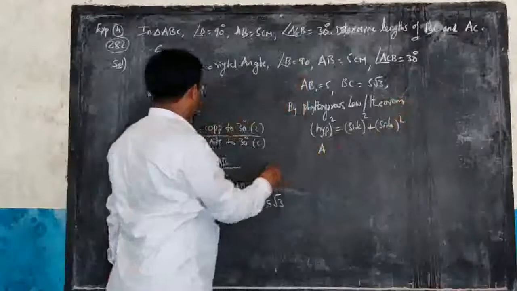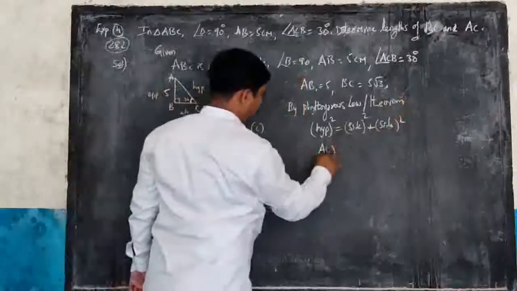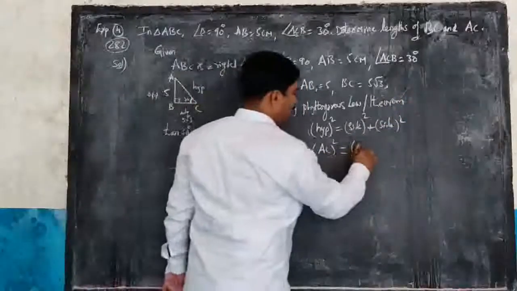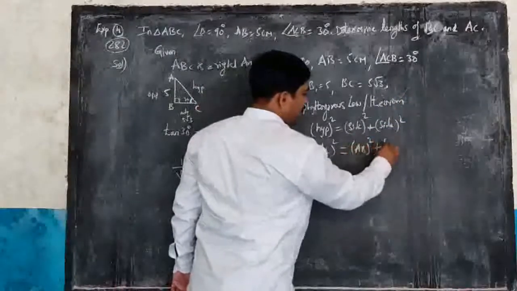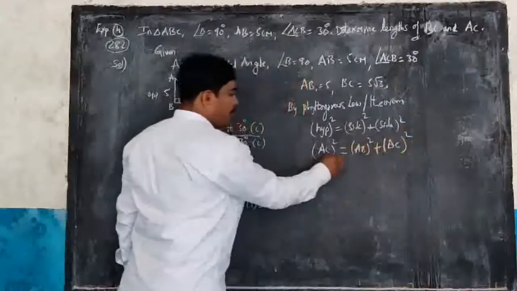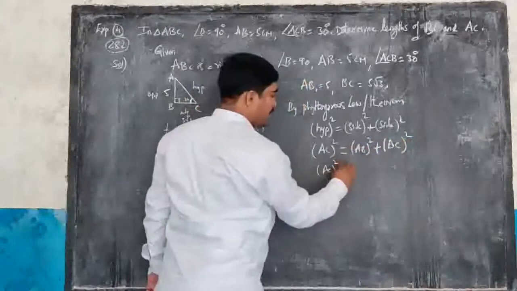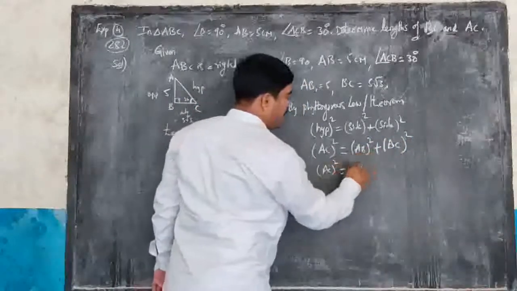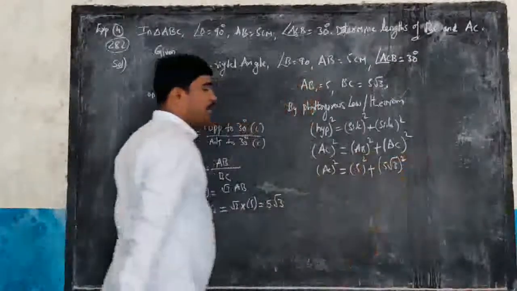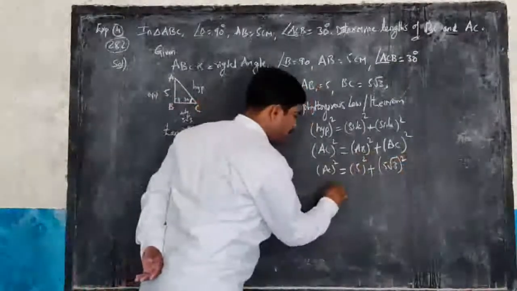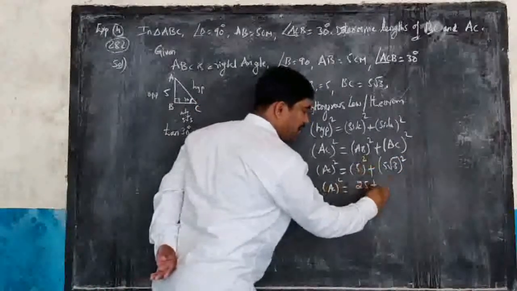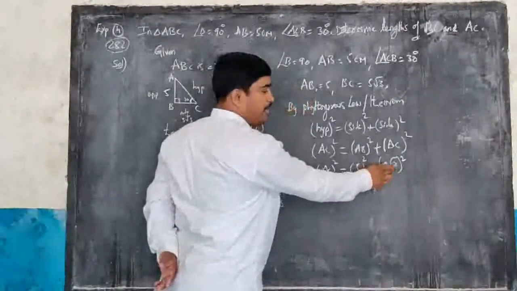What is the hypotenuse here? The hypotenuse is nothing but AC, equal to, one side we take as AB, AB square, plus the other side, which is BC square. We don't know the AC value, so we keep AC as is. AB we know is 5, we substitute here, plus BC is 5 into root 3, whole square.